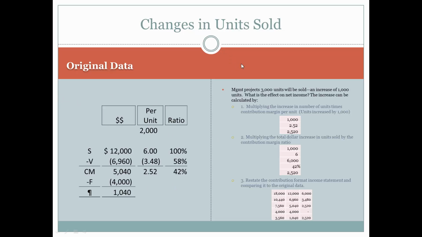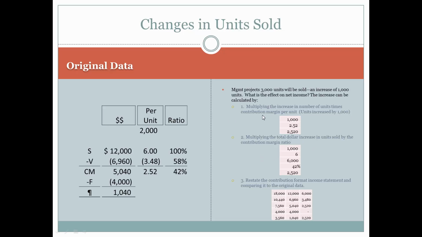Now let's look at changes in units sold. Management projects 3,000 units will be sold. Presently we're selling 2,000 units. Now they project that they're going to sell 3,000 units. This is an increase of 1,000 units. What will be the effect on net income?